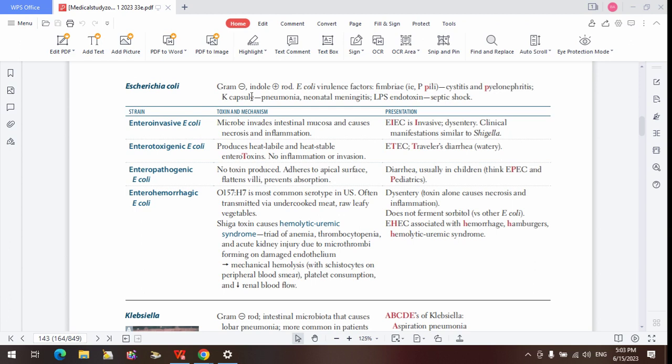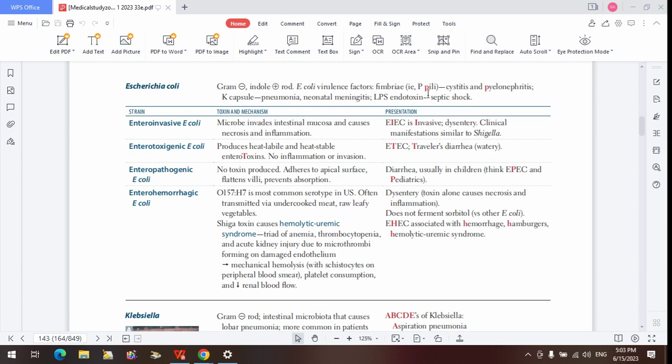Yeah. So what helps them to colonize and attach to the uroepithelium are the fimbriae. An example of that fimbriae is the P pili. So the pyelonephritic pili, that's the full meaning of this P pili. It has a capsule that we call the K capsule. That K capsule is what helps it cause pneumonia.